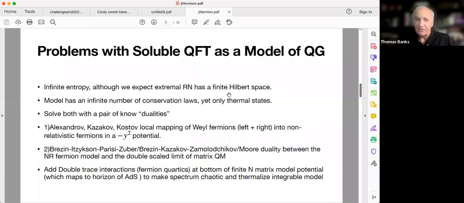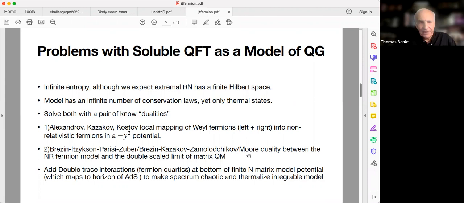So this AKK mapping is probably unfamiliar, but I'm about to explain it. It's very simple. Then there's something from the history of old matrix models.